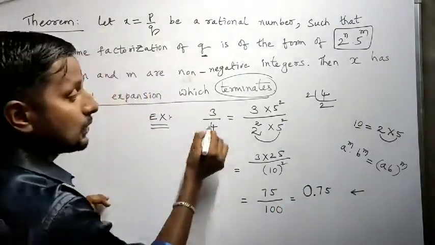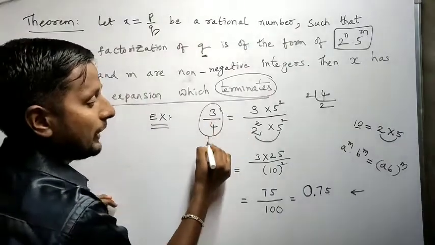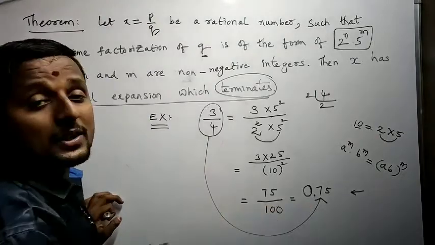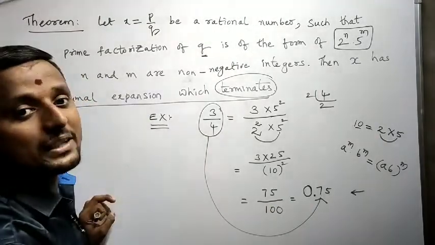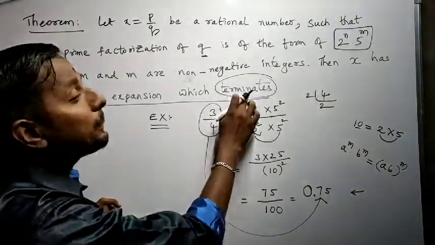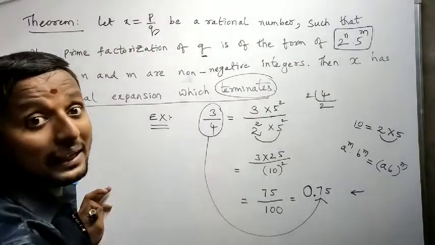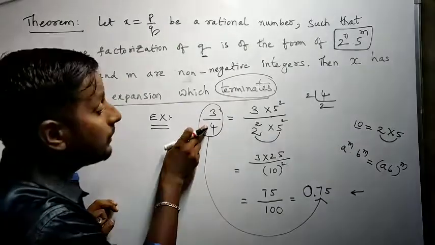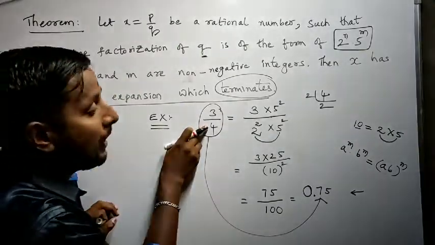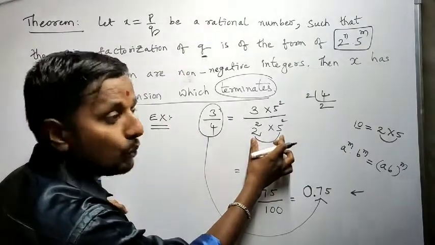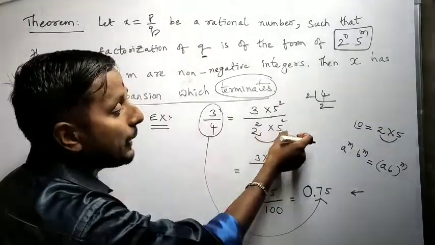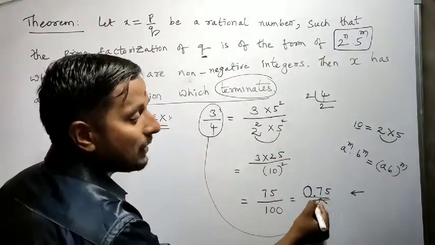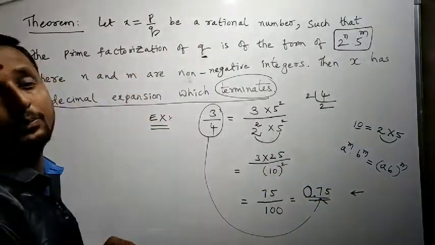What happened? The number started as 3 by 4 and ends as 0.75. What is 0.75? Here 0.75 is a terminating decimal. Now we started by expressing the rational number in p by q form, and we converted q into 2 power n into 5 power m form. If you do it that way, definitely the decimal will terminate. That is what the theorem tells.